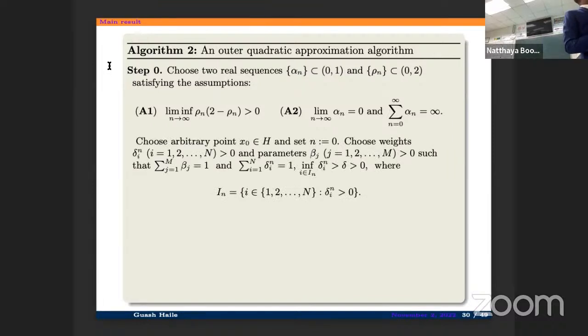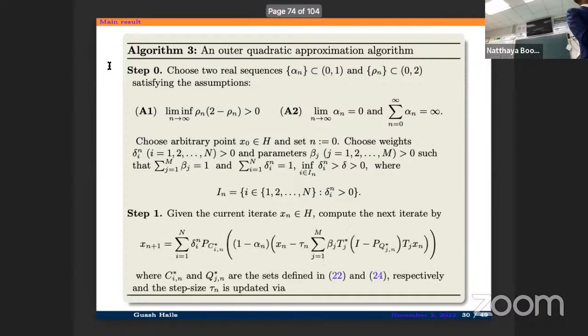And again, we choose an arbitrary initial point x0 in H, and we set n equal to 0. We choose the weights delta_ni and the parameters beta_j, which are all positive, where the summation of the beta_j's is 1 and the summation of the delta_ni is 1, which satisfy these properties. So the iterative method is given here.